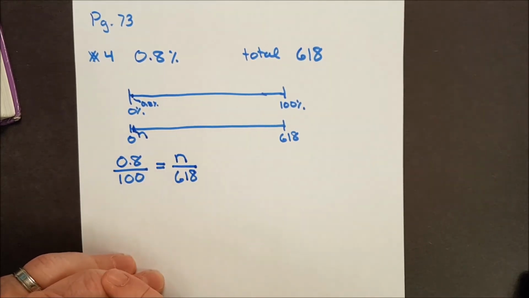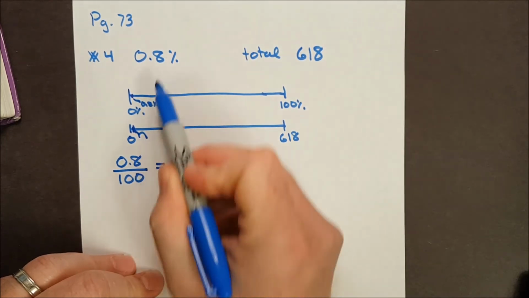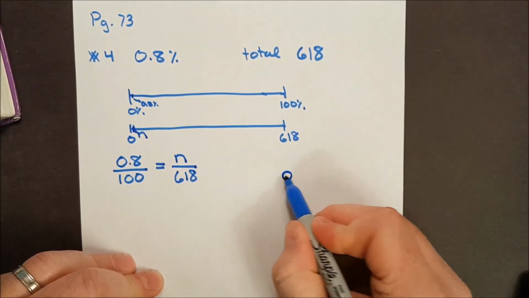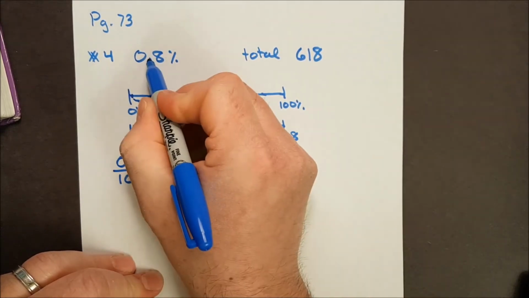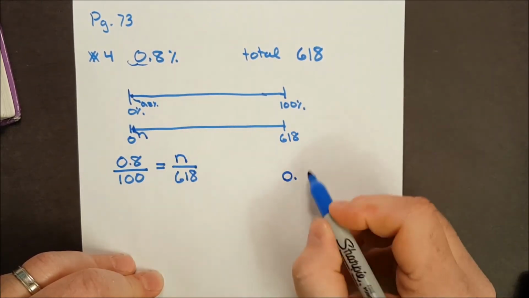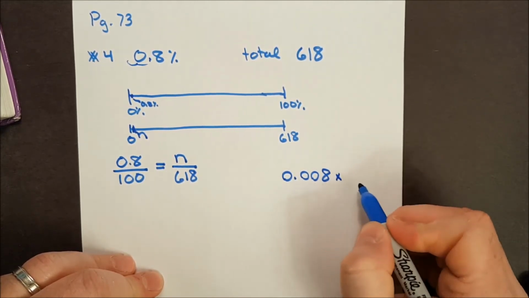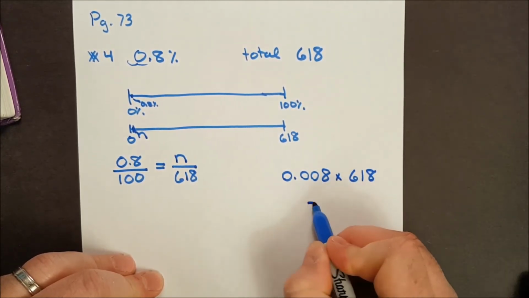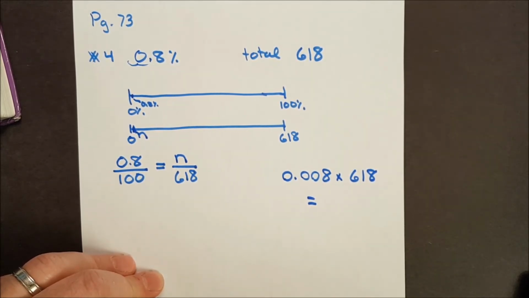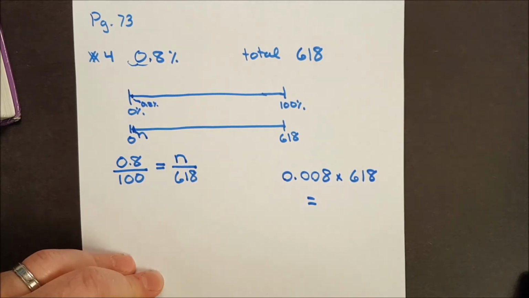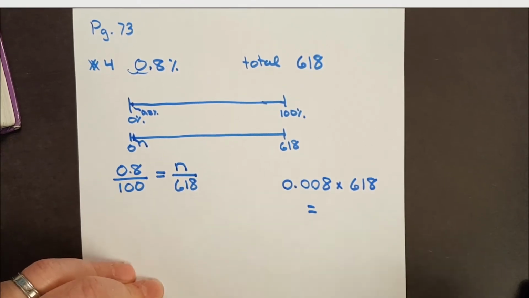What's a faster way of doing this? Well, we do know percents. We have to divide by 100. So we could have just done 0.008 times 618, and that will give us our answer as well. Like I've mentioned before, it's good to see this method because you'll encounter problems that might require this when the problems become more challenging. Hope that helps.